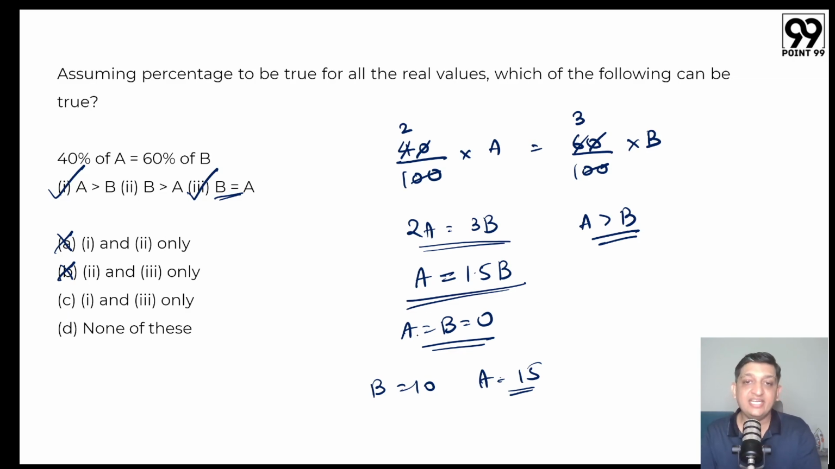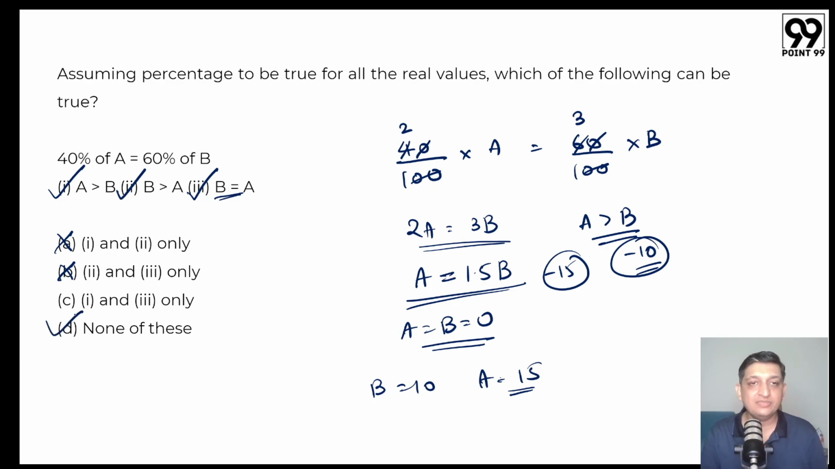Now let's look at negative numbers. What happens if B is a negative number? Let's say B is equal to minus 10. Now in this case, what will happen? If B is equal to minus 10, then A will be equal to 1.5 into minus 10, which is going to be minus 15. Now in this case, is minus 10 the greater number or minus 15 the greater number? You will be able to say that minus 10 is the greater number, which means that B can also be greater than A. And because of this, all three should be possible, which means that the correct answer here is going to be option D, that is none of these.